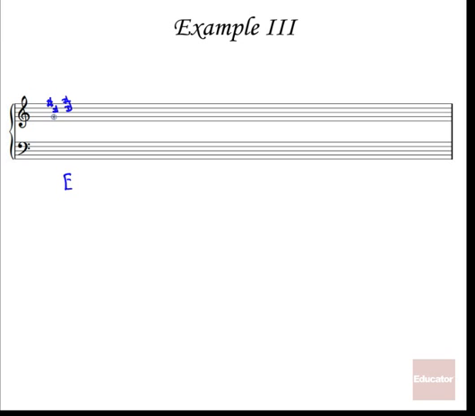And then we know that, first of all, automatically the relative minor is going to be a closely related key. So the relative minor of E major, of course, if you just go down a minor third, is C sharp minor. And then we know that the other keys are going to only differ by one accidental. So there's going to be one that has 3 sharps instead of 4: F sharp, C sharp, G sharp. And then we know that 3 sharps is A major. And then the relative minor of that, again, is F sharp minor.